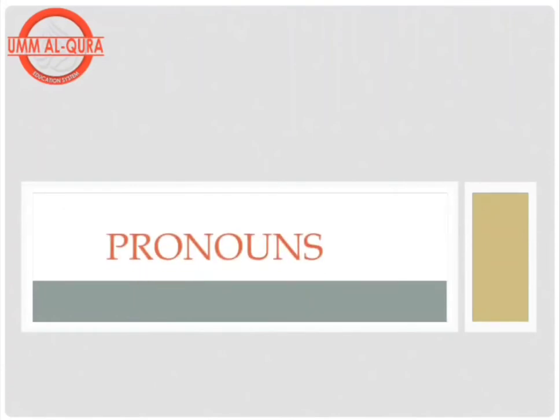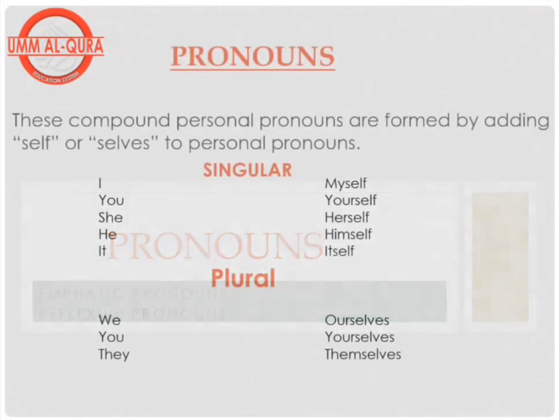Today we are going to study about the types of pronouns, emphatic pronouns and reflexive pronouns. First, let me tell you about these pronouns and how they are formed. These compound personal pronouns are formed by adding self or selves to personal pronouns. Now, what are personal pronouns? Personal pronouns are the words we use as a simple substitute for the proper name of a person.